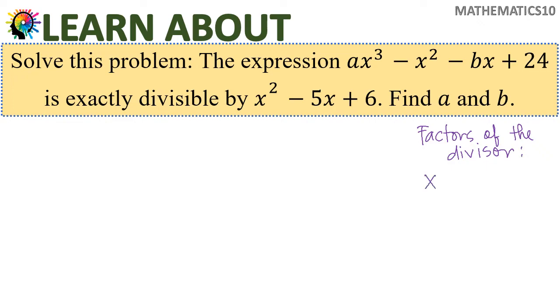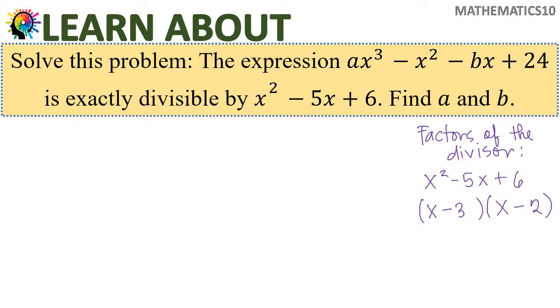So our divisor is x squared minus 5x plus 6. And if you are going to factor this, we will end up with, what do you think? X minus 3 and x minus 2, right? If you're going to do the FOIL method, of course, it will go back to x squared minus 5x plus 6. X times x, x squared, x times negative 2, negative 2x, negative 3 times x, negative 3x, and negative 3 times negative 2, positive 6. Combining like terms, you will have x squared minus 5x plus 6. It's correct.